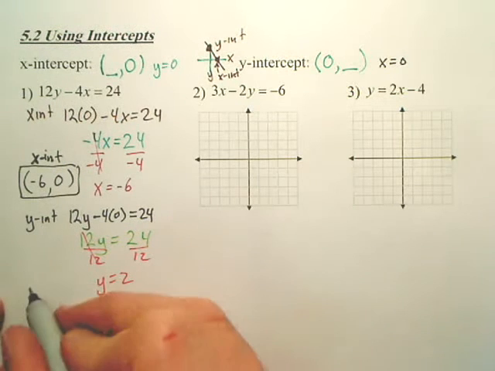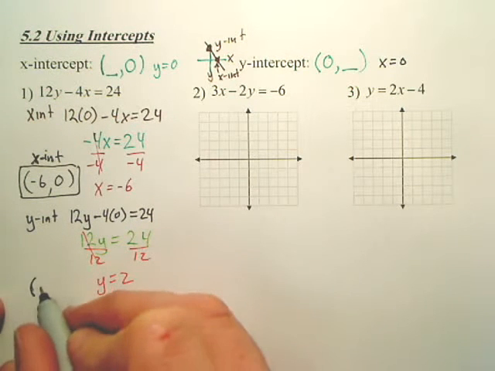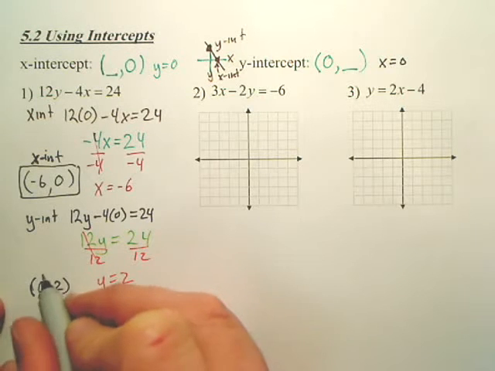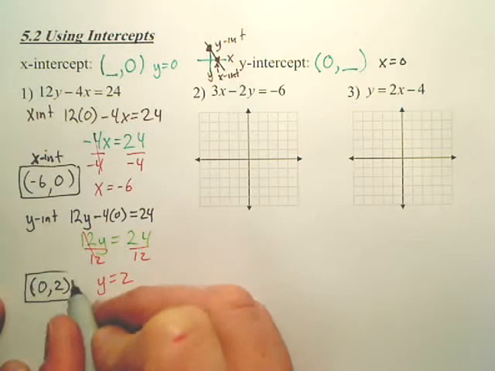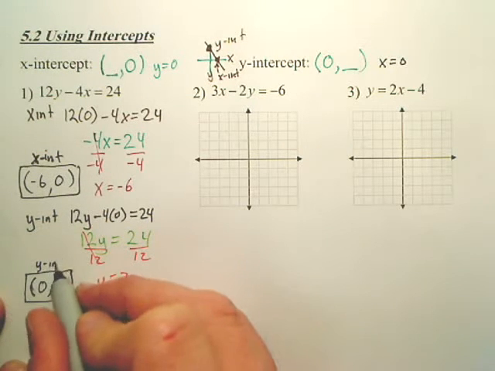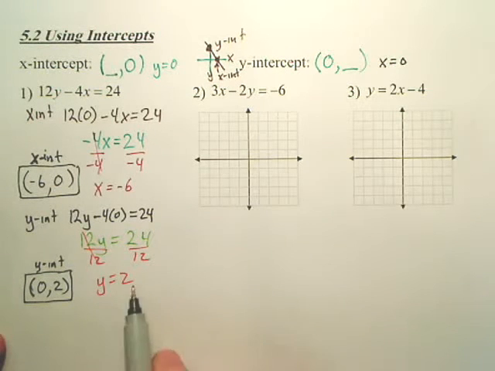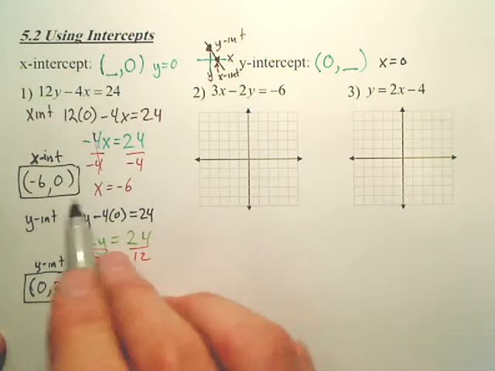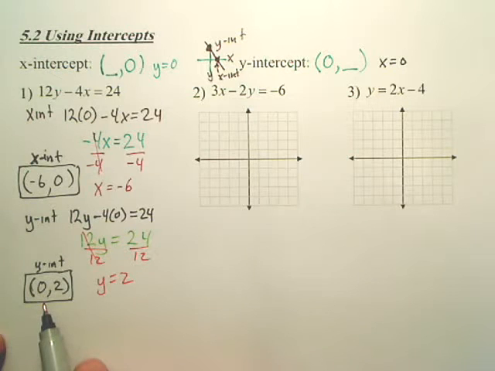So my Y-intercept is 0, 2. That's my Y-intercept. Y is 2. X is -6. X-intercept, Y-intercept. That's where the graph crosses the X-axis, right here. This is where it crosses the Y-axis.